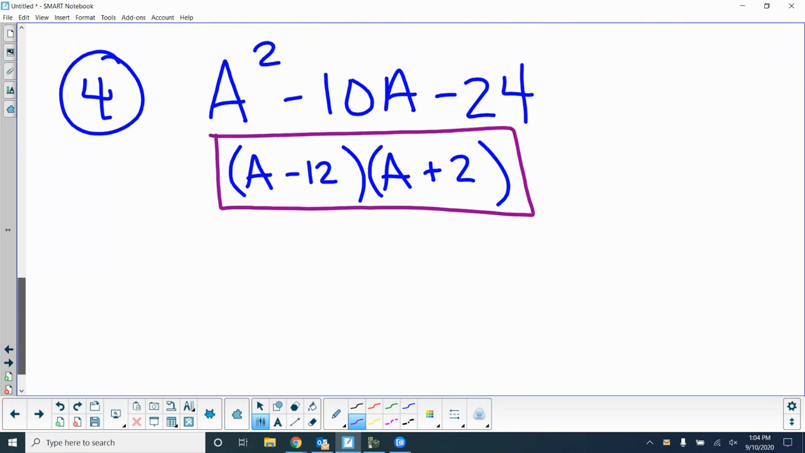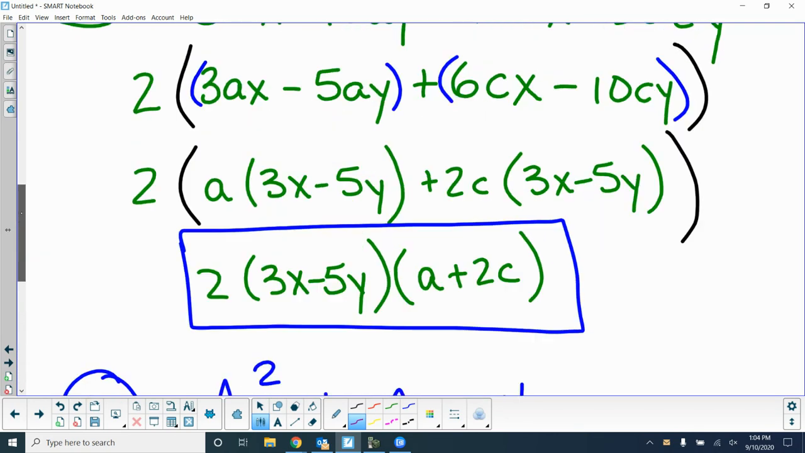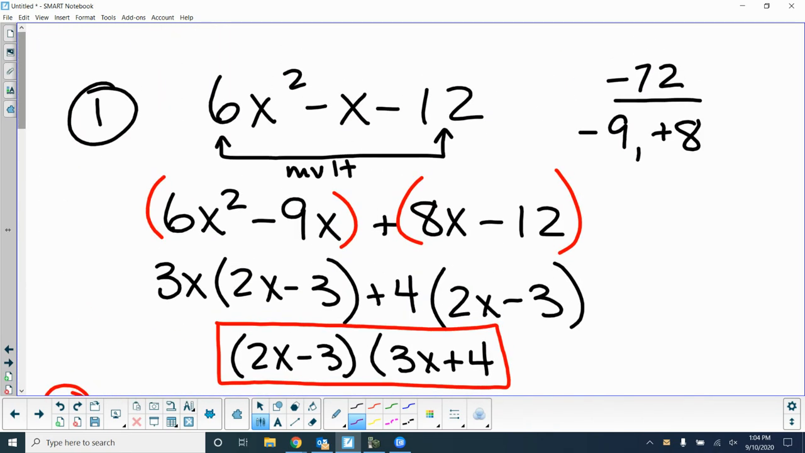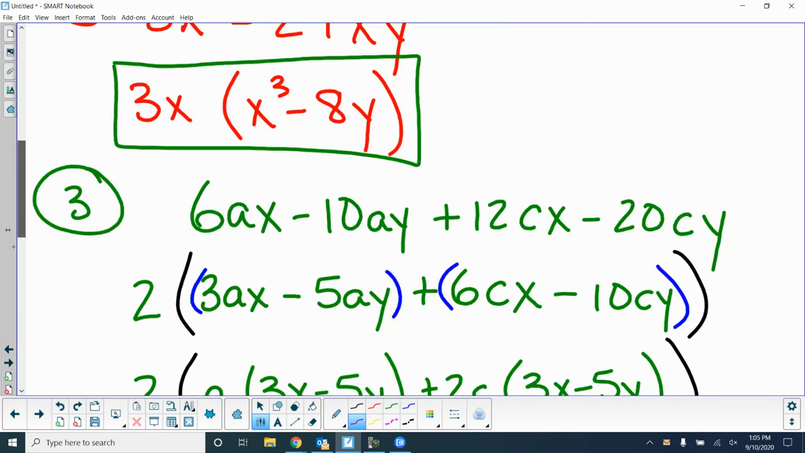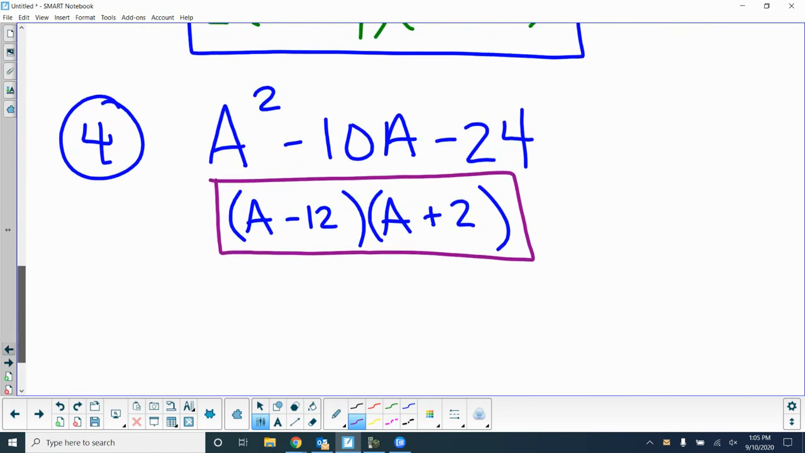Okay, so you don't have to do what we did for number 1. Because it's 1 times negative 24, which is negative 24, but we know we're going to just use a times a to get the a squared. So don't do this. It's okay if you do, but it just takes longer. You don't have to do that when a is 1. Just go right to your 2 parentheses.